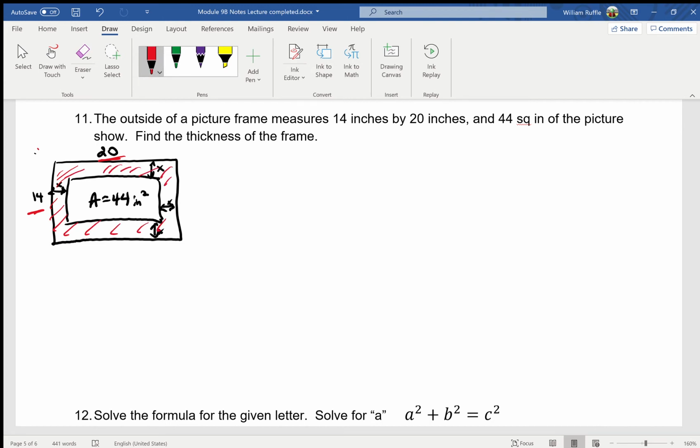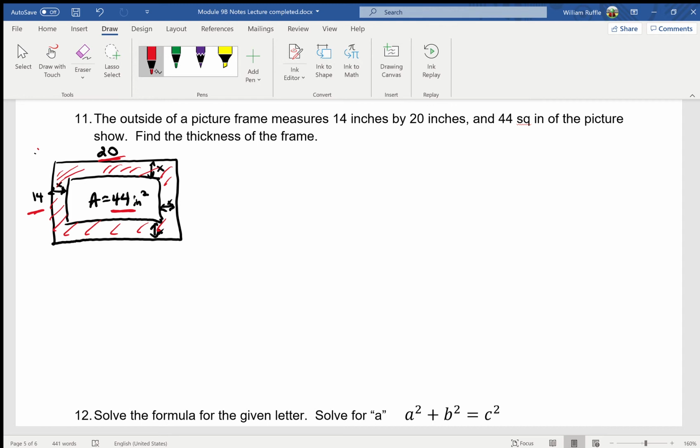And so with that in mind, of all the picture, we're only going to see 44 square inches. Now, if we're only seeing 44 square inches, this has got to be a pretty thick frame. Because, I mean, that's a lot of area being covered up. Because 20 times 14 is 280 square inches, and only 44 square inches is showing. So we're taking a lot of the picture out of here.